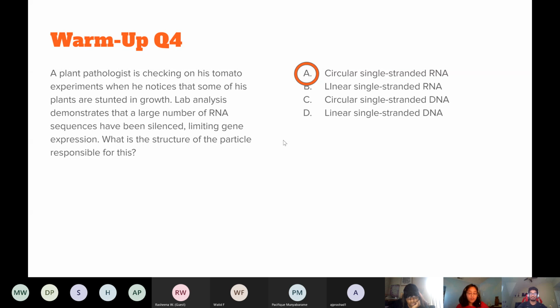So it's a subviral particle that attacks mainly plants, and its structure is short, circular, single-stranded RNA. So that's the structure of a viroid. They target mainly plants, and their function is to attach to RNA sequences, and this in turn limits gene expression in plants, and that can manifest in a number of ways, including stunted growth. So, does that make sense to everybody?